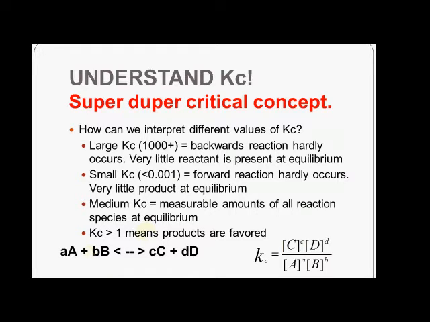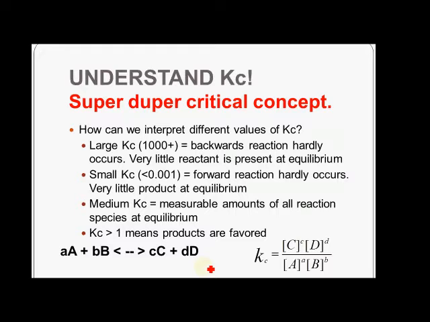If Kc is very small, and again, just to pick a number, 0.001 or 10 to the minus 3, then the forward reaction is barely occurring. And so when we get to equilibrium, really mostly we would have A and B, and there'd be just a tiny bit of C and D around. And if Kc was sort of medium, there's going to be measurable amounts of everything at equilibrium, so there's going to be kind of an even mix.